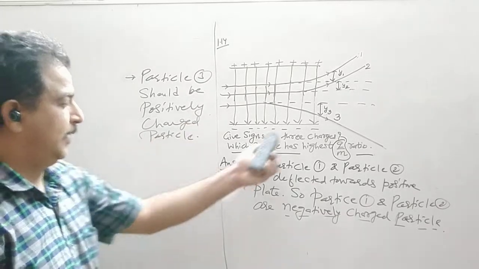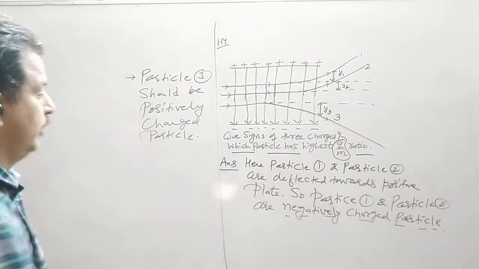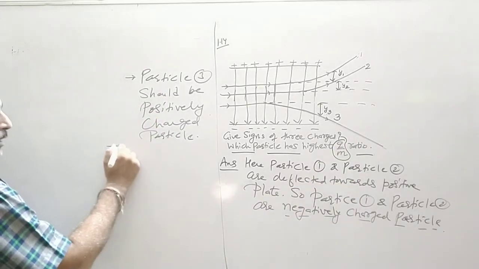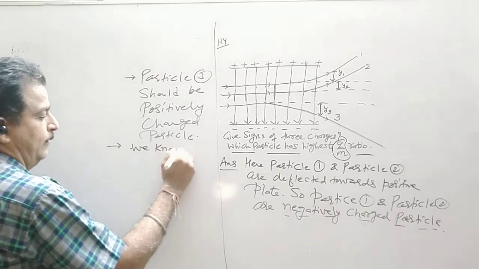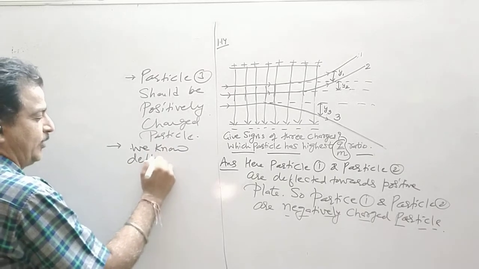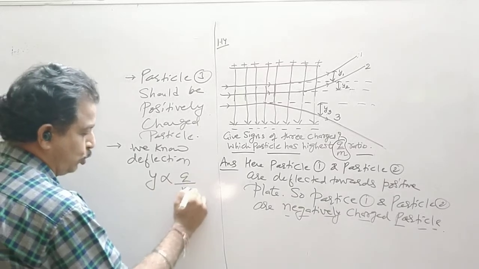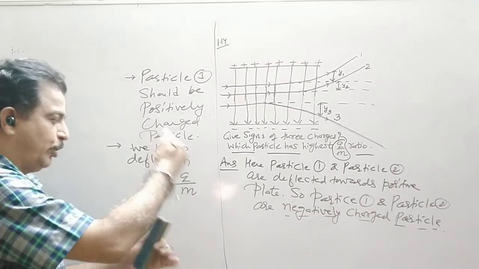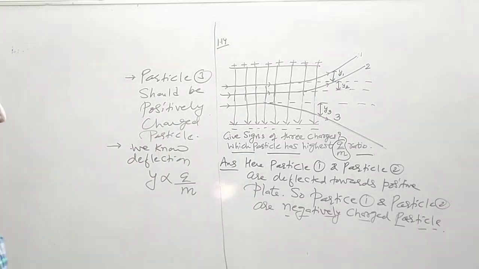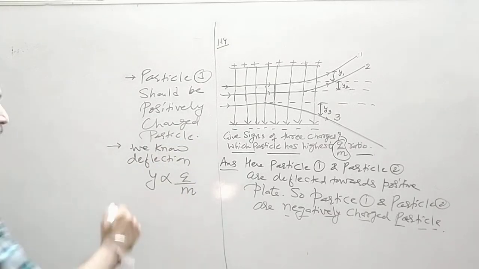This is the first part answer. Then the second part is which particle has highest Q by M ratio. For the time being, I am directly writing the answer. We know deflection Y is directly proportional to Q by M. We have not proved it, but for the time being we are learning that the deflection should be directly proportional to Q by M.